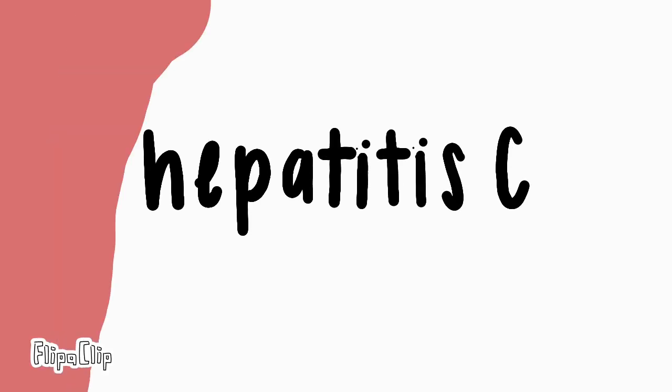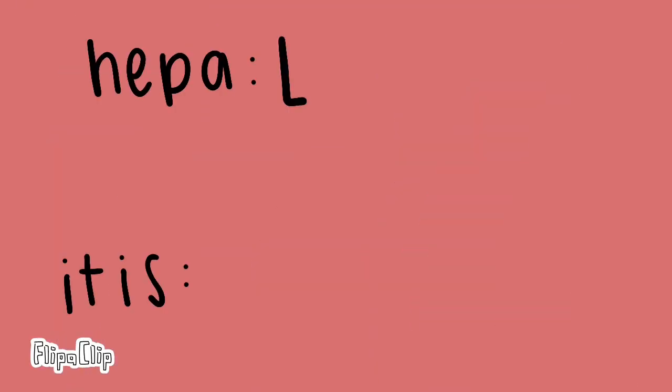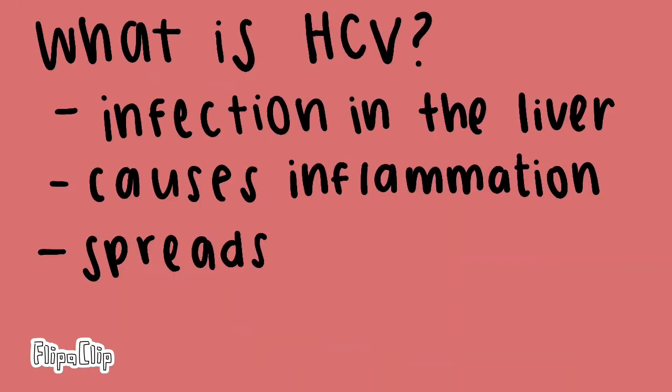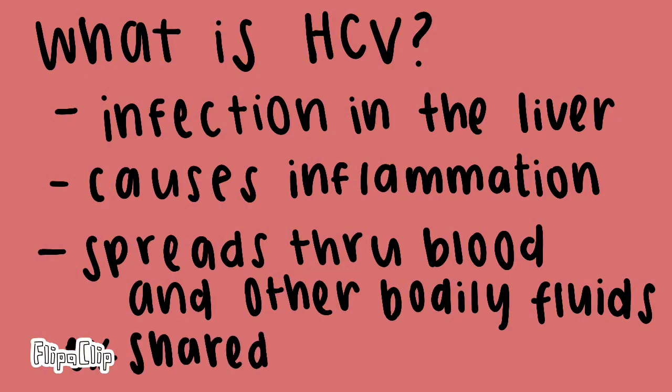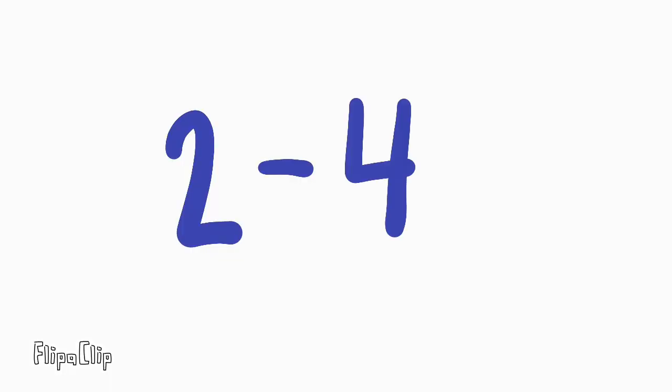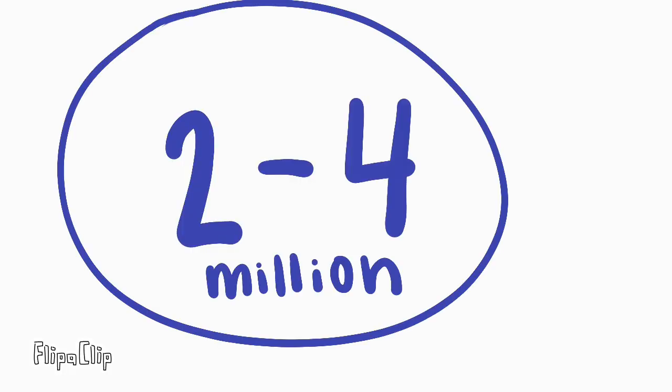Hepatitis C. The meaning of hepa is liver, and the meaning of itis is inflammation. It is also known as HCV, and HCV is an infection in the liver that causes inflammation and can be spread through blood and other bodily fluids. A couple of ways it's spread are through shared needles and unsterile piercings and tattoos, but there are multiple other ways that it's spread.